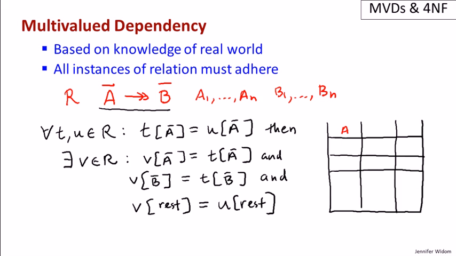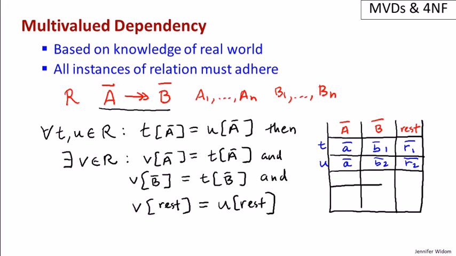So here's our relation R, and we'll have the set of attributes A, the set of attributes B, and the rest of the attributes. And now let's make some tuples. So let's say that this is tuple T and this is tuple U. And we said that T and U agree on their A values. So they have the same A values, and then they don't have to have the same B values. So we'll call the first one B1 and the second one B2. And then for the rest, we'll call this R1 and R2.